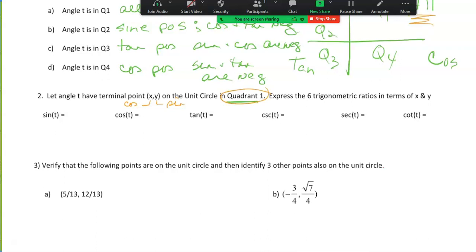So sine, and I'm on the unit circle, so sine is just y, cosine is x, tan is sine over cosine, cosecant is 1 over sine, secant is 1 over cosine, and cotan is either 1 over tan, or you can call it cosine over sine. Okay, everything's positive.